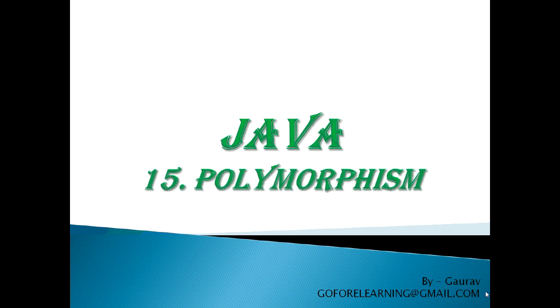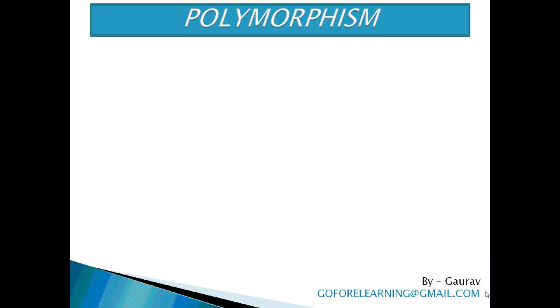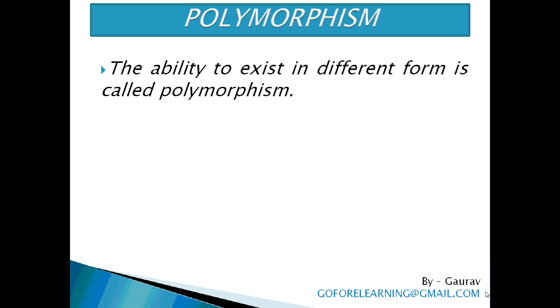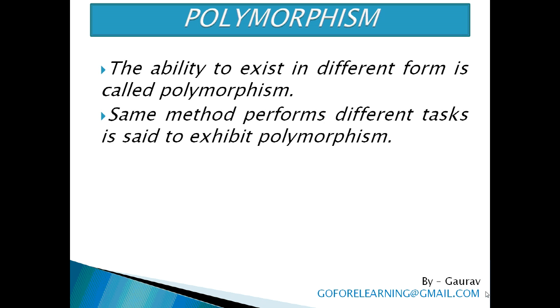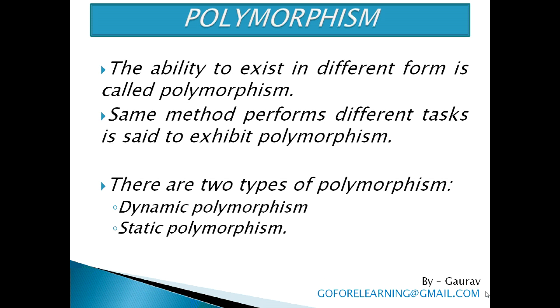Let's keep the polymorphism topic on the table today for discussion. What is polymorphism? The ability to exist in different forms is called polymorphism. If the same method performs different tasks, then that method is said to exhibit polymorphism. There are two types of polymorphism, dynamic polymorphism and static polymorphism.